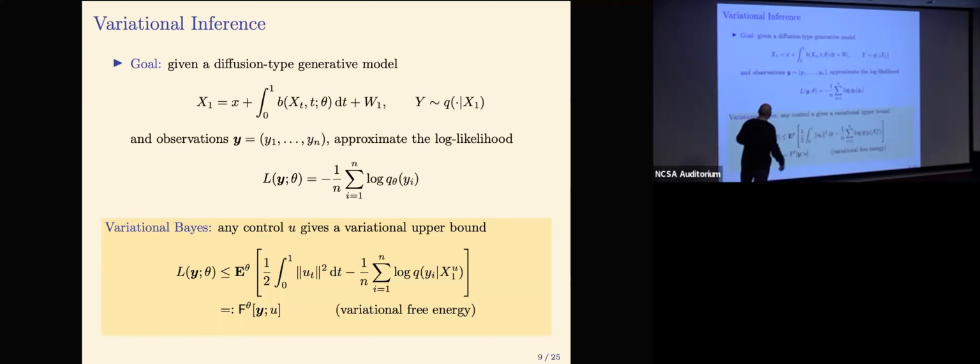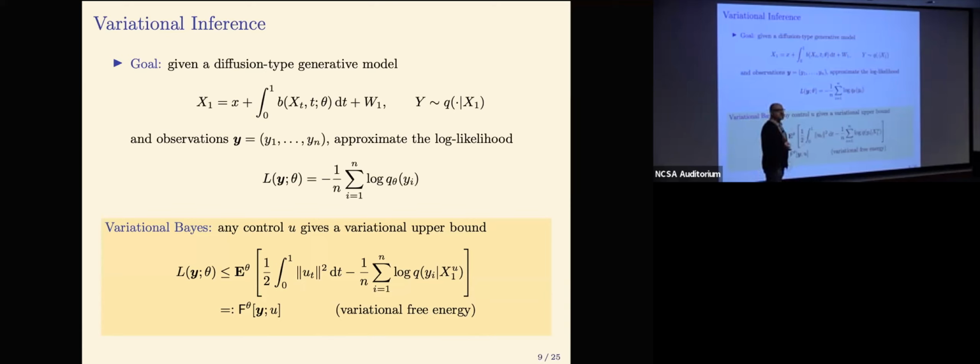We're dealing with generative models. So suppose now we do have some parameter theta, and we would like to approximate the log likelihood of some observations y1 through yn, right? And this log likelihood is given by this kind of a thing, this negative log likelihood.